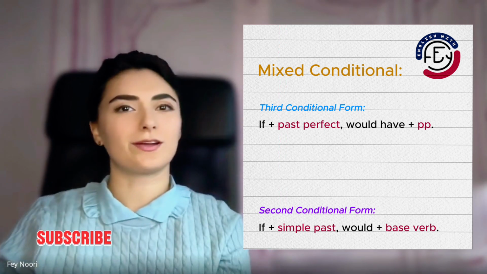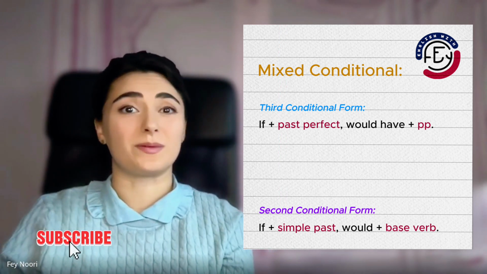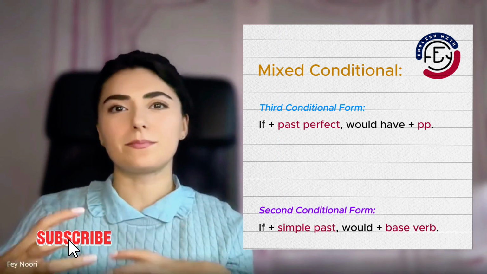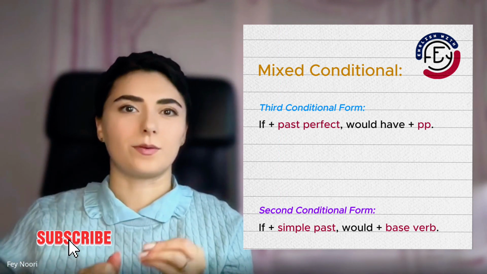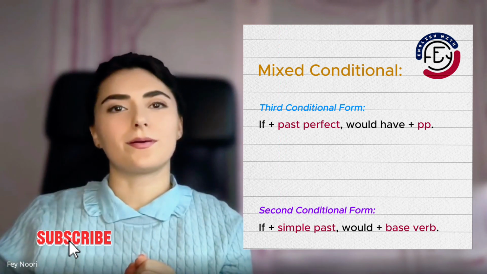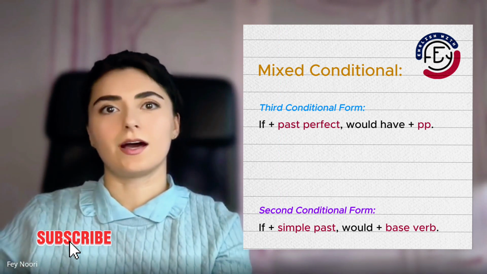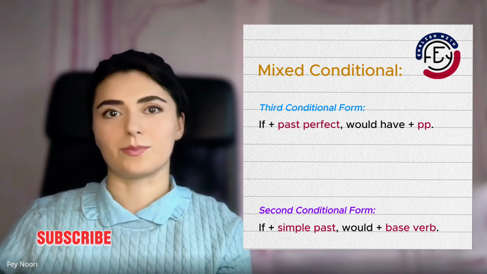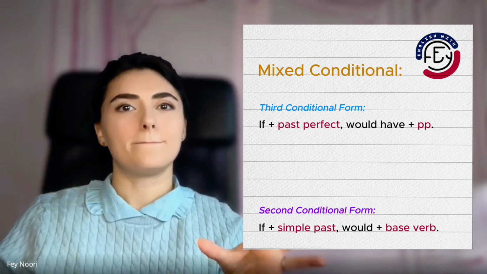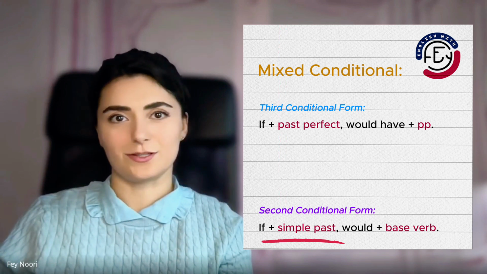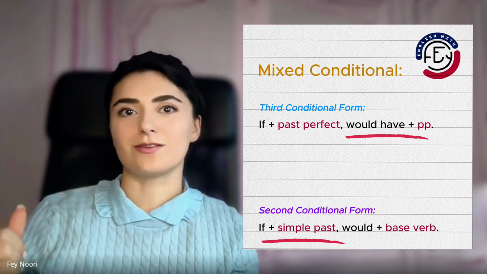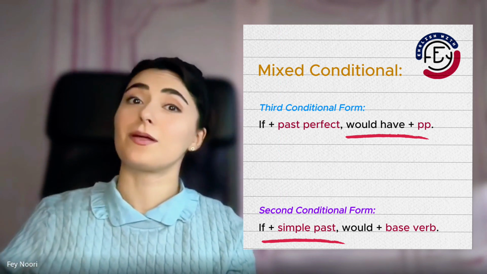Now, let's talk about another type of mixed conditionals that you may not see in many books. We talked about mixing and matching the if clause from the third conditional, if I had done that, with the main clause from the second conditional, I would plus verb. What if we did it the other way around? What if we took the if clause from the second conditional to talk about the present, and then the main clause from the third conditional, talking about the past?